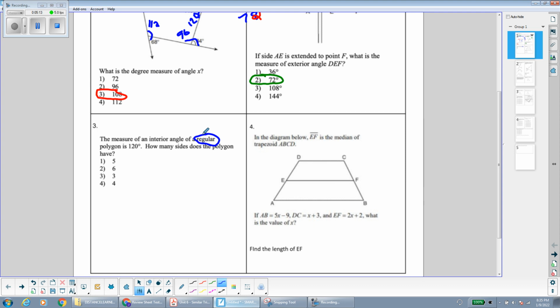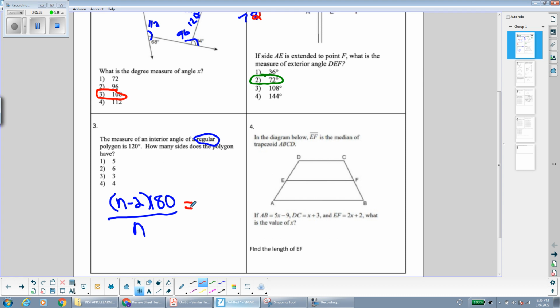Remember that we have a formula for finding what one interior angle of a regular polygon is. The formula is n minus 2 times 180, which is the sum of the interior angles of any polygon, divided by n. In a regular polygon, since all of the interior angles are equal, this should give us what each of the interior angles are.